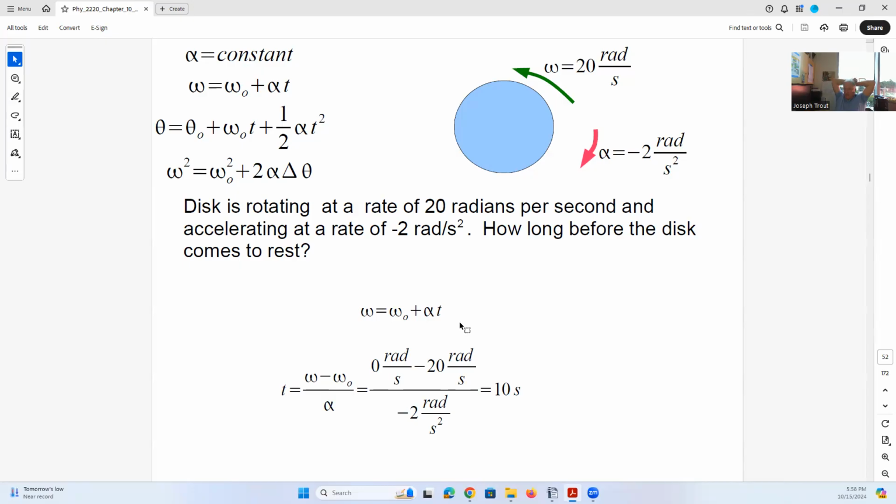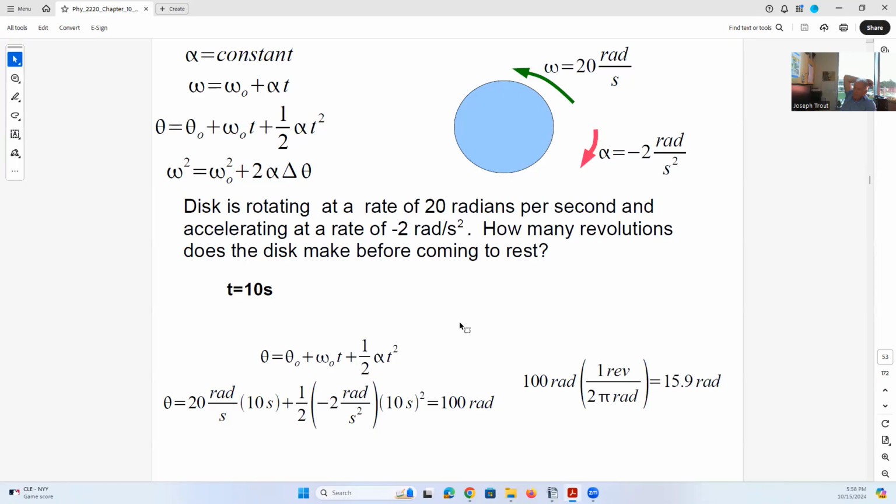This is just like the problem with the car moving forward and accelerating quickly to a stop, only instead of the car moving forward, this circle is rotating. So how many radians before it comes to rest? It's equal to theta equals theta naught times t plus 1/2 alpha t squared. So we end up with about 100 radians, which is about 15.9 revolutions. Sorry, this should say revolutions right here.